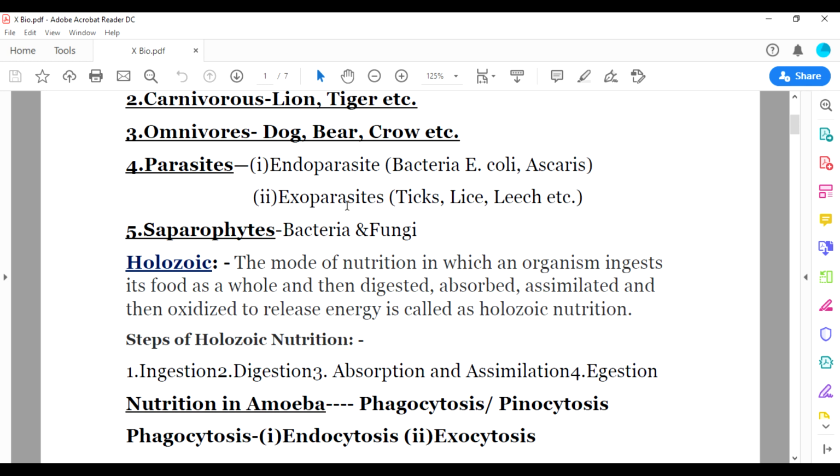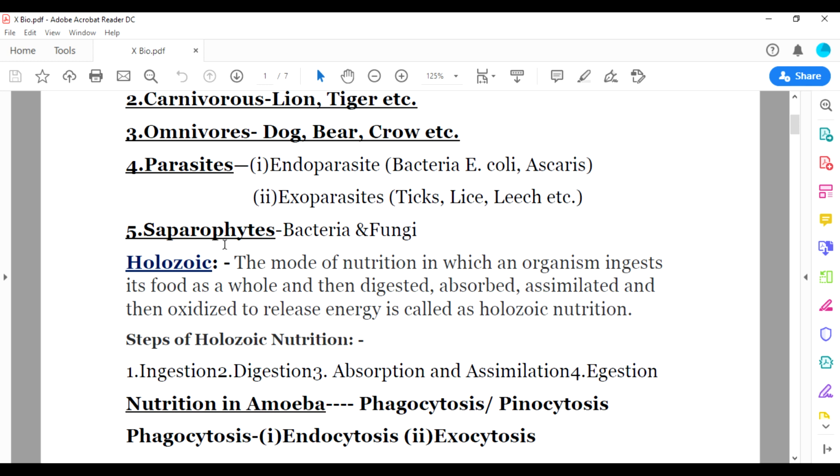Then exoparasite. Exo means out. Those that live on the body of other organisms are called exoparasites. Example, ticks. Ticks live on the body of cattle, lice in the hair of human beings, and leech depend on blood of other organisms.